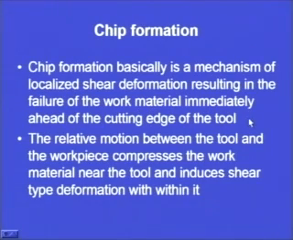Now, the relative motion between the tool and the workpiece compresses the work material near the tool and induces shear type deformation within it. So, there is a relative motion between the tool and the workpiece. Now, depending upon the different types of machining operations, sometimes the tool may be moving and the workpiece may be stationary. In another machining operation, the tool may be stationary and the workpiece may be moving. So, depending upon the operation, but the important point to note is the relative motion between the tool and the workpiece. One may be stationary, other may be moving, but there will always be a relative motion.